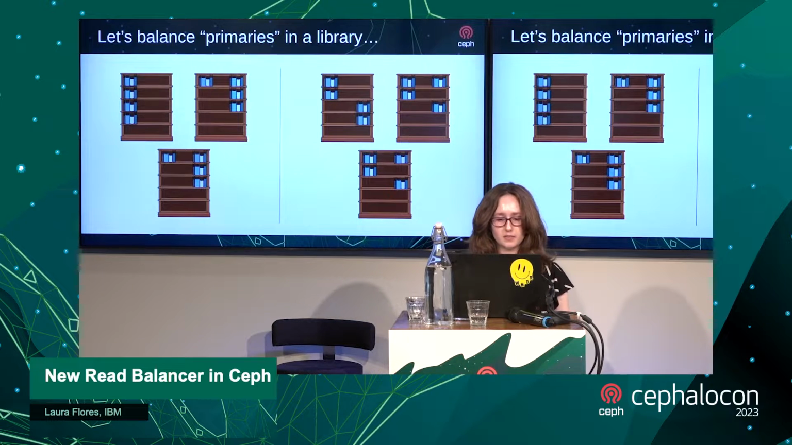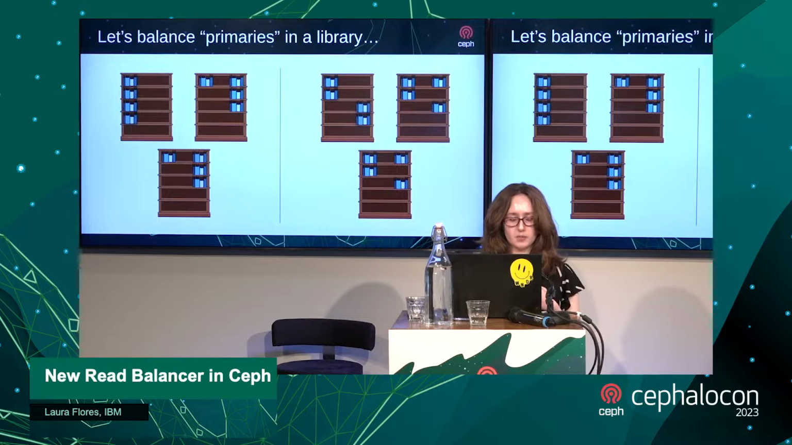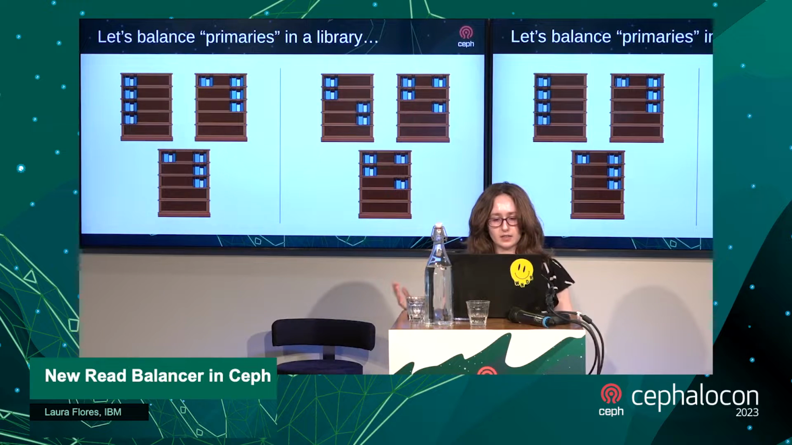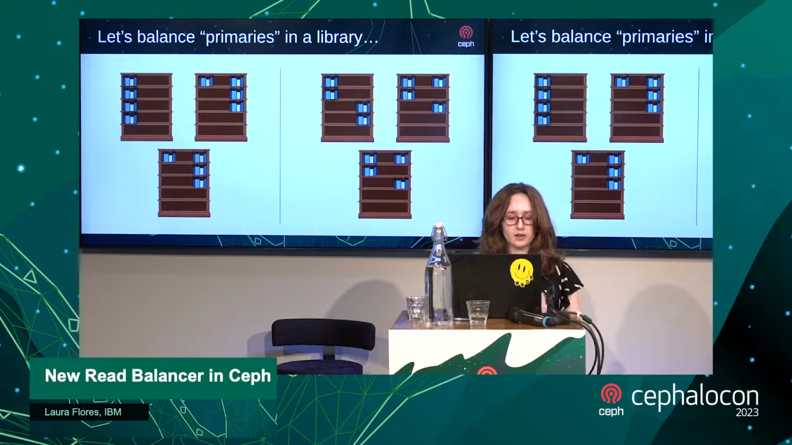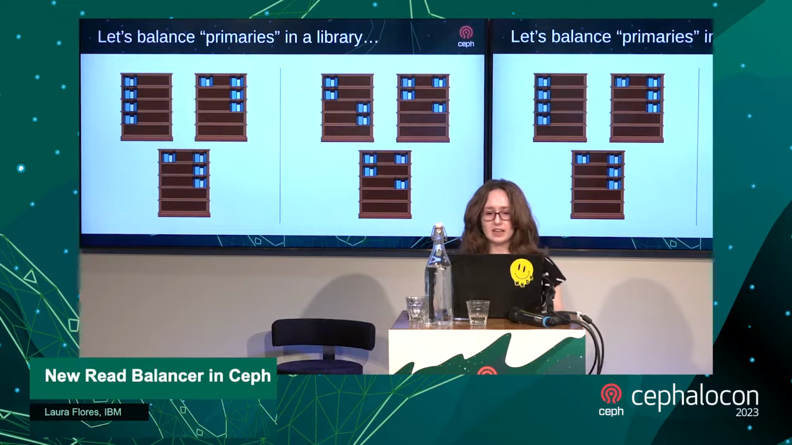On the second one to the right, on the top, there's one primary book to the left and 3 to the right. And on the bottom, there's the same configuration, 1 book set to the left and then 3 to the right. Although this is a balanced capacity situation, we want an equal number of important books on each bookcase, or an equal number of primaries on each OSD. And this is where the rebalancer comes into play.